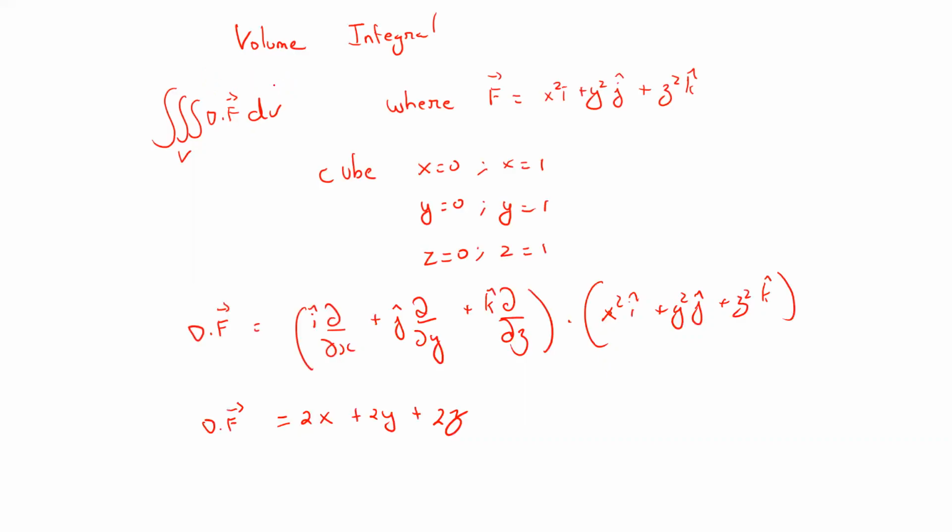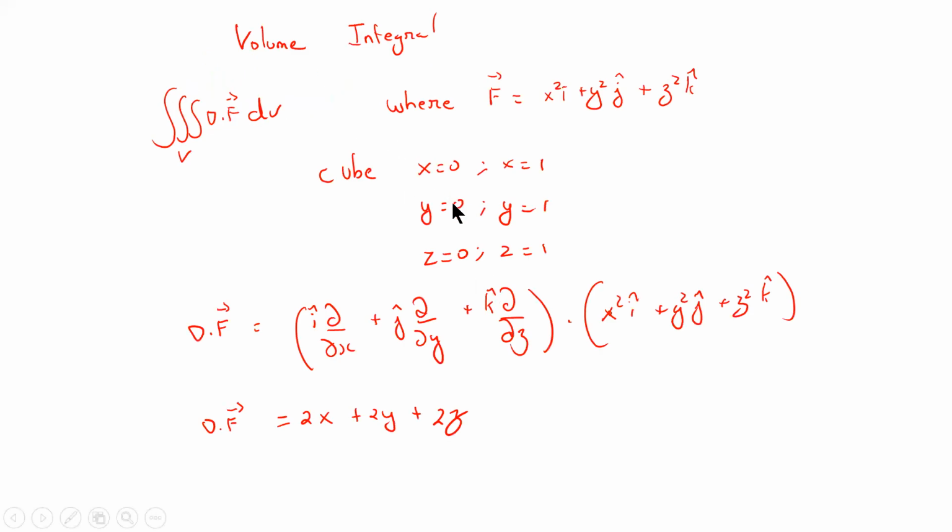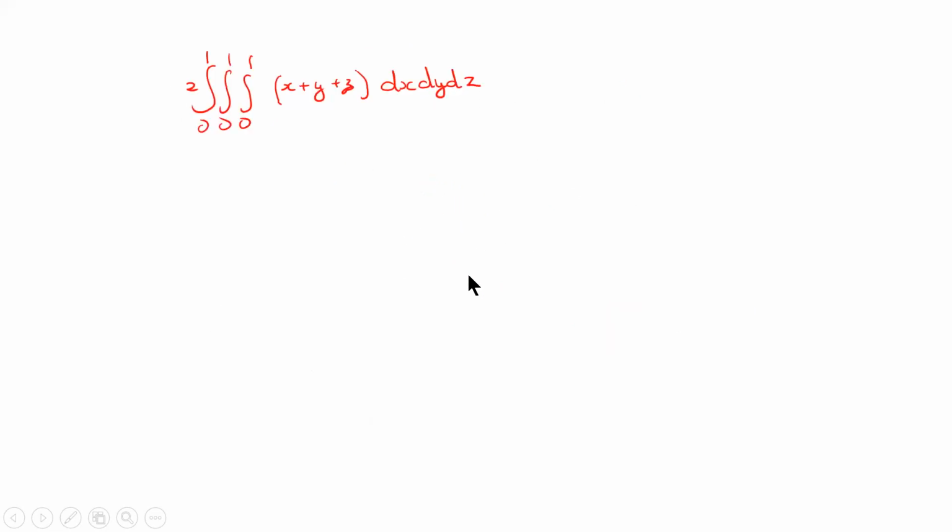Now we compute the volume integral of this divergence of f. Let's write it out. 2 is common, so we pull it out as a constant outside the integral, leaving x plus y plus z. It's a volume integral, so the integration element is dx dy dz, with x going from 0 to 1, y from 0 to 1, and z from 0 to 1. These limits come from the given region bounding the cube. Now we just have to integrate.